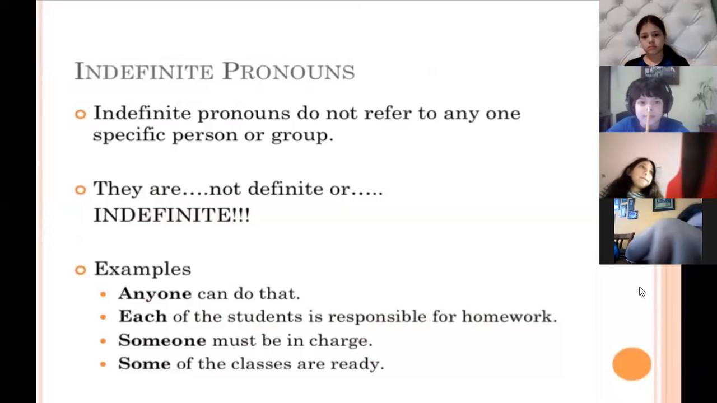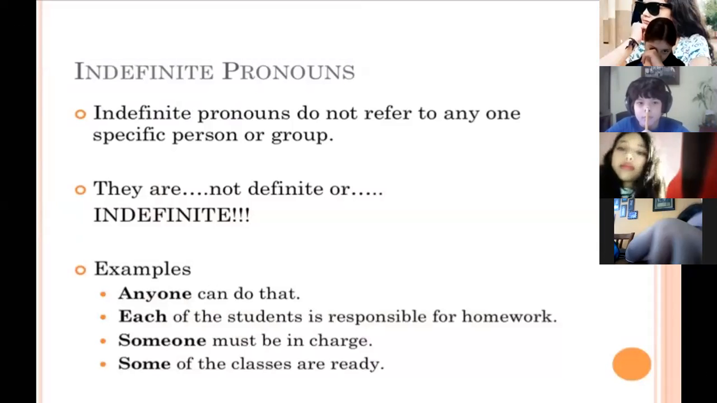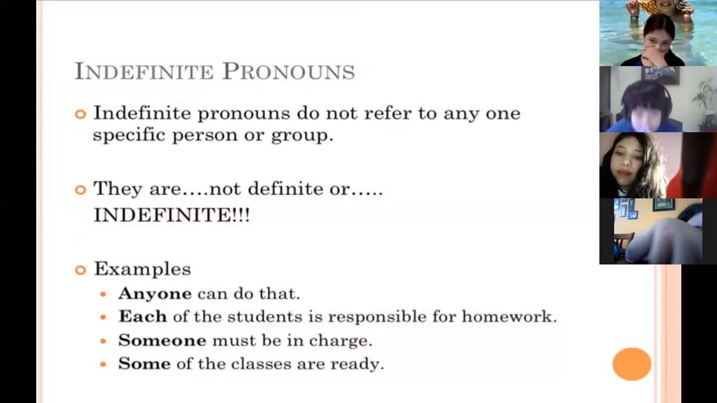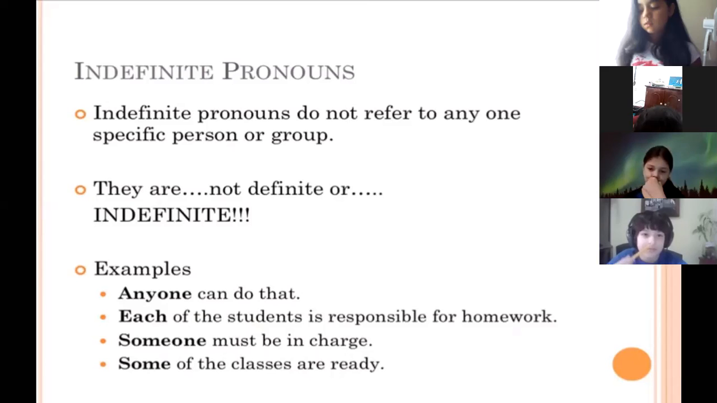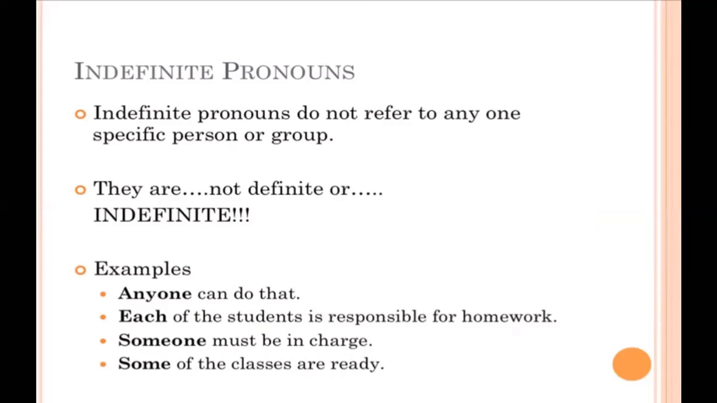Now, the focus of this podcast is to talk about what are called indefinite pronouns. Indefinite pronouns do not refer to any one specific person or group. They are not definite, or if you use the prefix that means not, they are indefinite. For example, anyone can do that. Well, who is anyone? I mean, literally, it can be anyone. It's not a specific person. Therefore, the pronoun we're going to use, instead of saying any person, is just going to be the pronoun of anyone. Number 2, each of the students is responsible for homework, or someone must be in charge.